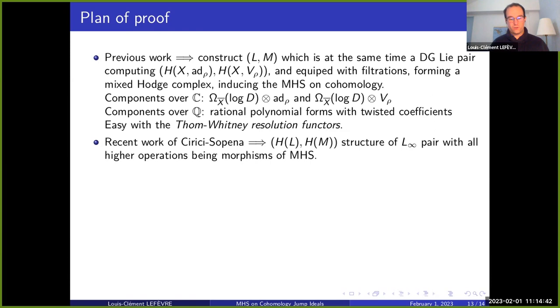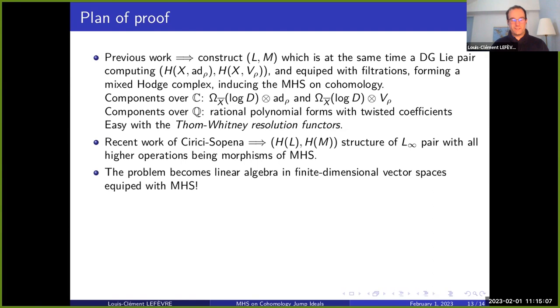all what I showed before, you can pretend that everything is mixed structures, and you can write your differential functor with objects carrying mixed structures. And in the end, you are only doing linear algebra, finite dimensional, with mixed structures everywhere. And then it's not very difficult. Once you have this, it becomes linear algebra, and you can put mixed structures on many things that are attached to the cohomology of this.